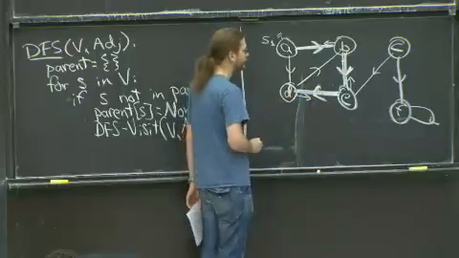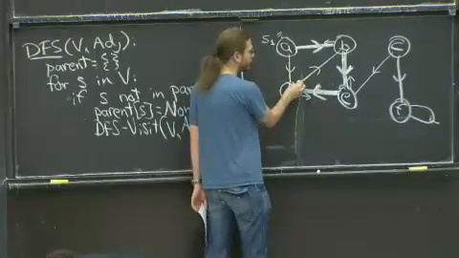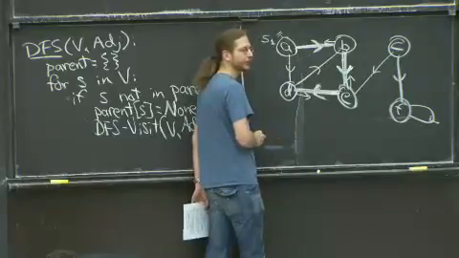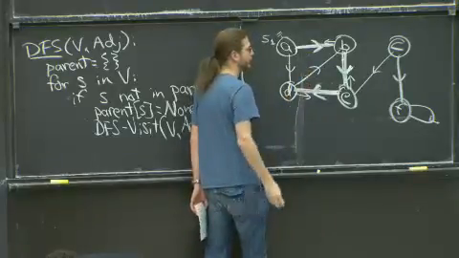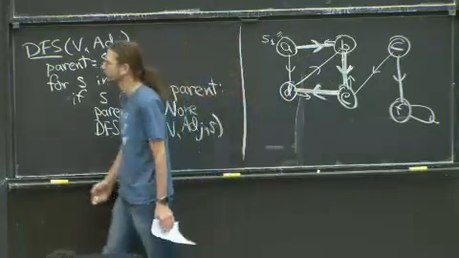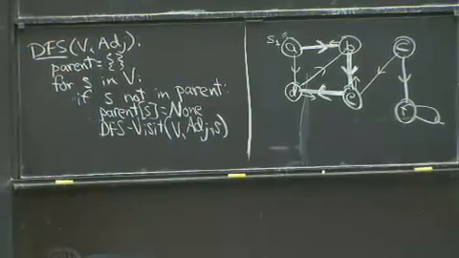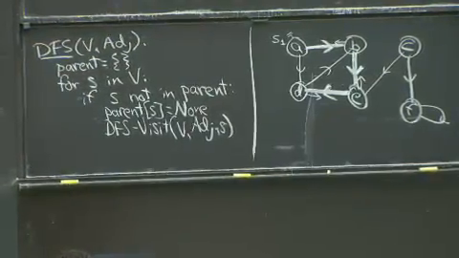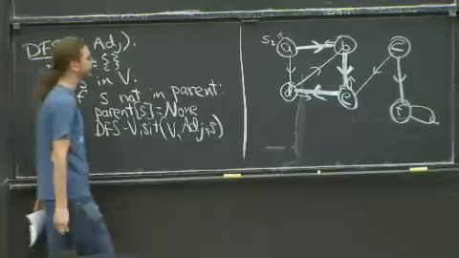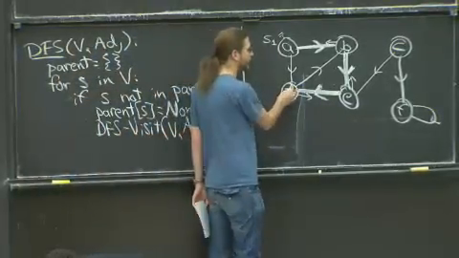And we look at all the outgoing edges from D. D has one outgoing edge, which is to B. B has already been visited, so we skip that one. Nothing to do. That's the else case of this if. We do nothing in the else case. We just go to the next edge. But there's no next edge for D, so we're done.